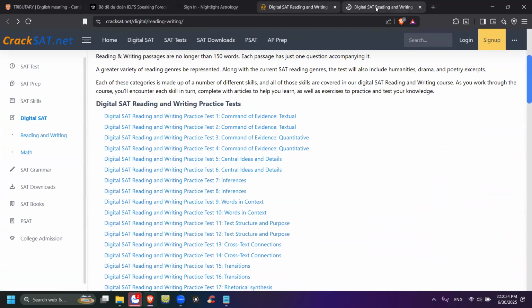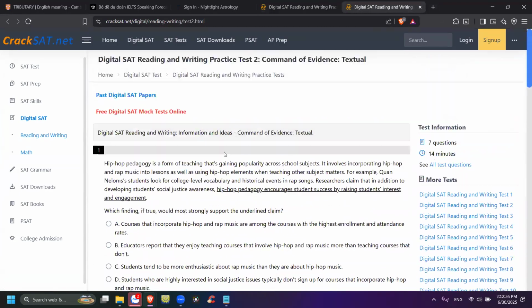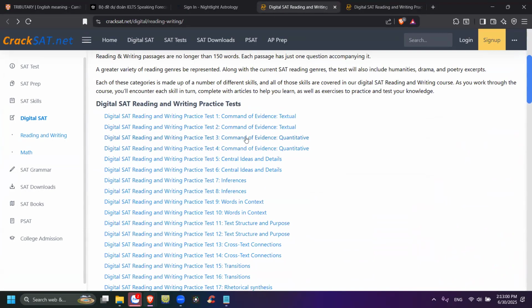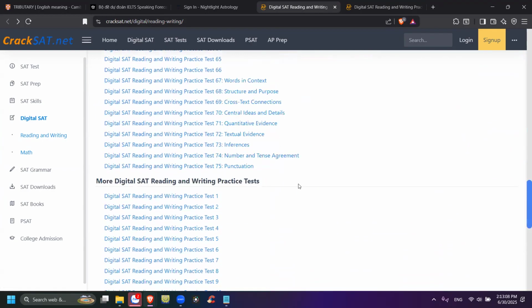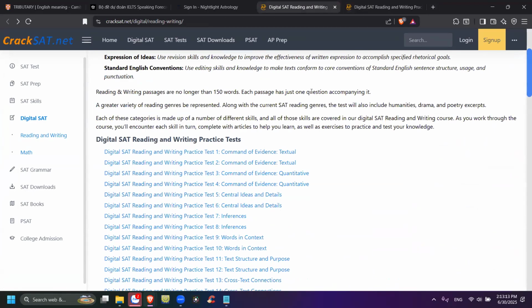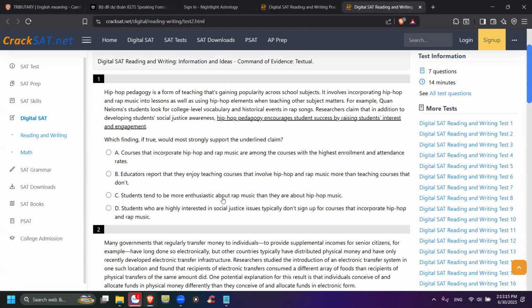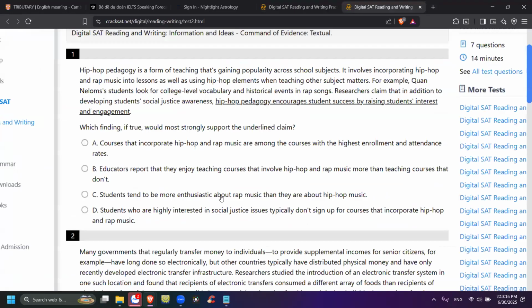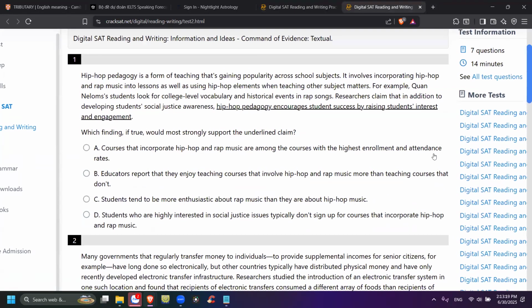Let's see another one. Okay, so this is also information and ideas. They are like textual, two of them, maybe quantitative. Maybe it's better if we do everything, right? It won't take so long, I would say. Just go through them all. Is it big enough? Yeah, it's good.